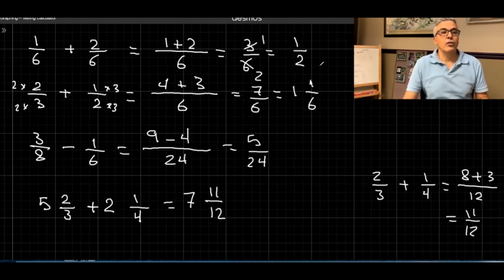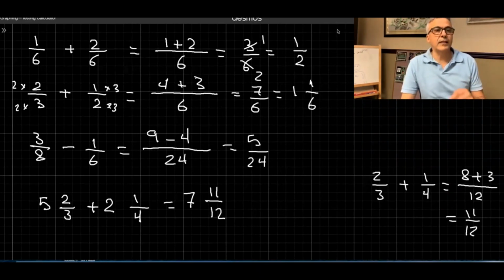Yeah. So we'll go do 2 more questions, and then this is it. This is all you need to know for fractions. If you understand how to do this, basically fractions are all covered for you.